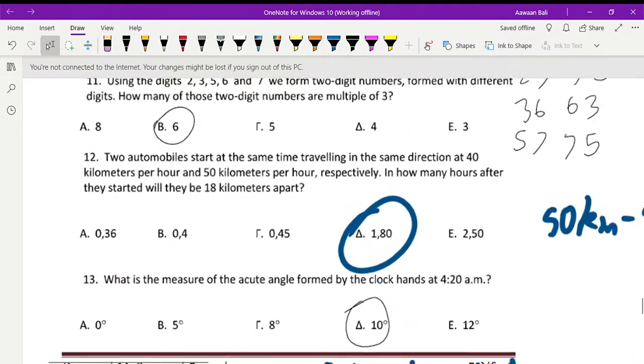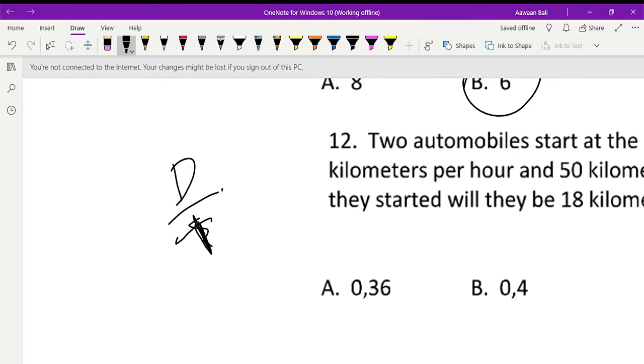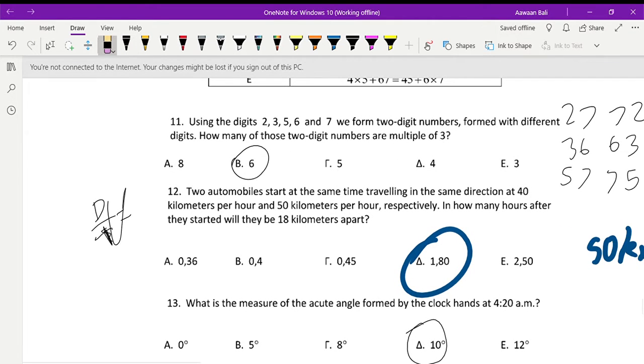So basically, the way to do this is to use the formula that distance is equal to speed times time. In any question, let's say we have a car, the speed of the car multiplied by the amount of time it has traveled is equal to the distance. It makes sense. Like if it says 20 kilometers per hour and you went for 6 hours, 20 times 6 is 120 kilometers.